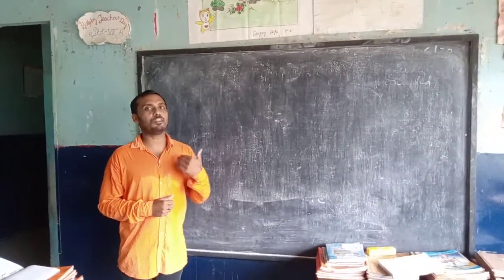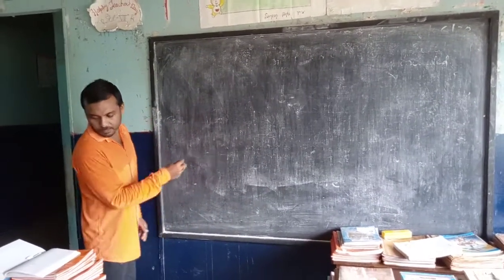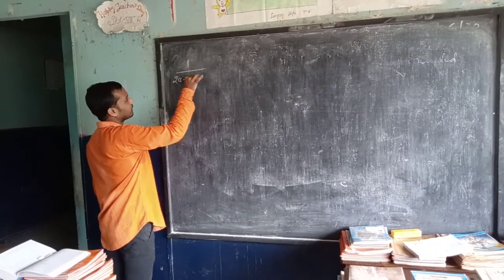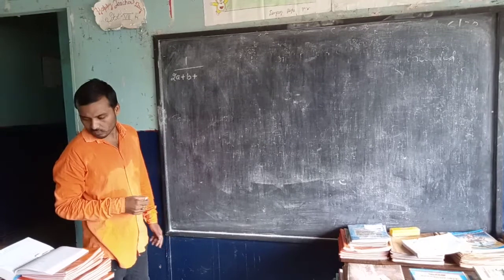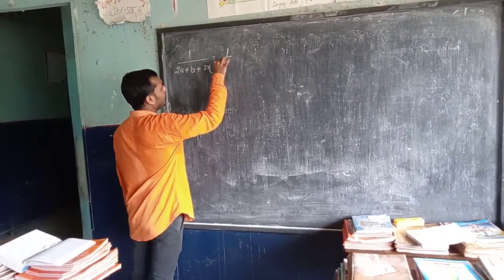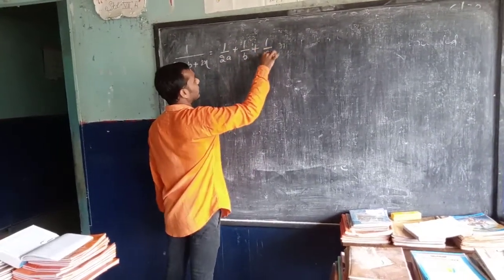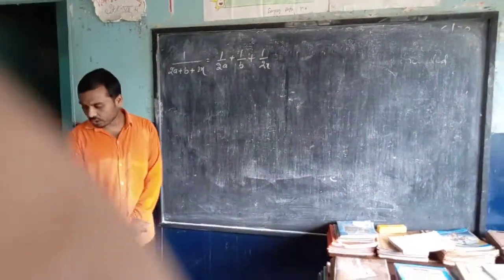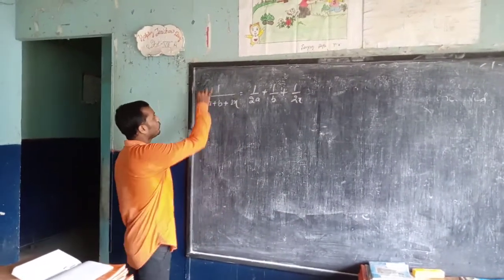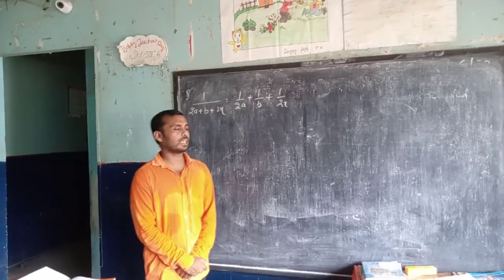Some of the questions that we will discuss today. Our question is 1 by (2a plus b plus 2x) equal to 1 by 2a plus 1 by b plus 1 by 2x. This is the question, students. In this question, we have to find the value of x. How will we find it?